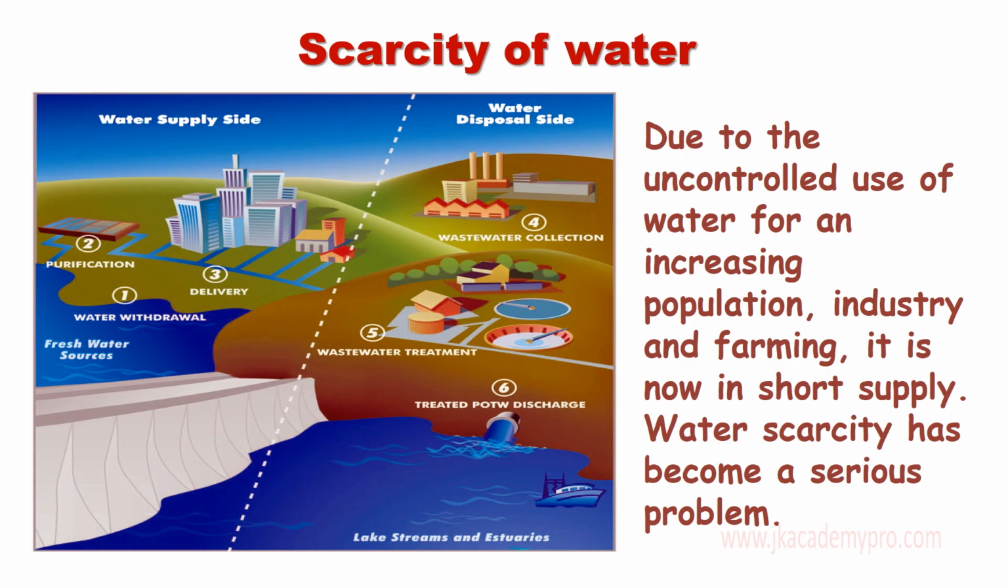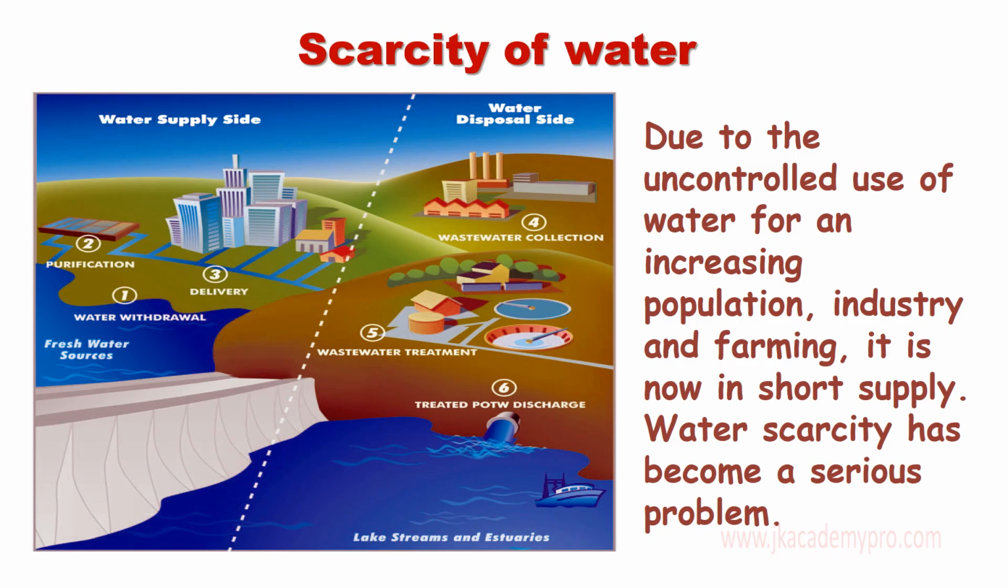Let's learn about the scarcity of water. What do you mean by scarcity? The level of water is decreasing day by day. The amount of water that is available on this earth is reducing. Now, this is due to the uncontrolled use of water for an increasing population. Population is increasing, so more and more people require more water. Then there is also an increase in industries and in farming. It is now in short supply. So, water scarcity has become a very serious problem.